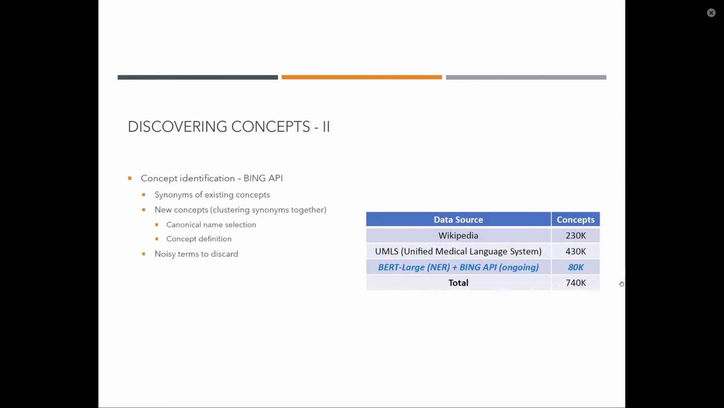So the next stage, once we have these candidate phrases as potential new concepts, we would like to recognize which specific concept they are talking about. In this stage, we leverage the Bing API, or I would say we leverage all the web documents out there on the web. There are 3 possibilities for a new phrase.